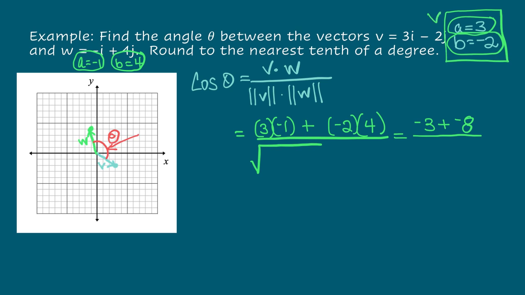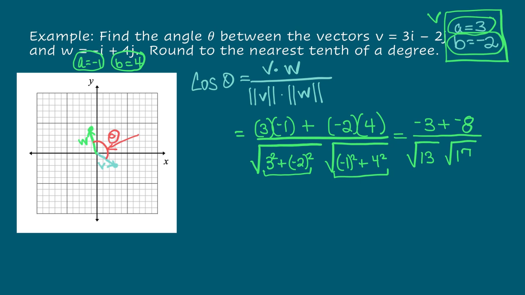So I want the square root of 3 squared plus -2 squared. And then I also need to do that for my w vector. So I need the square root of -1 squared plus 4 squared. If I simplify that a little bit, this becomes 13, and this becomes 17, square root of 17.